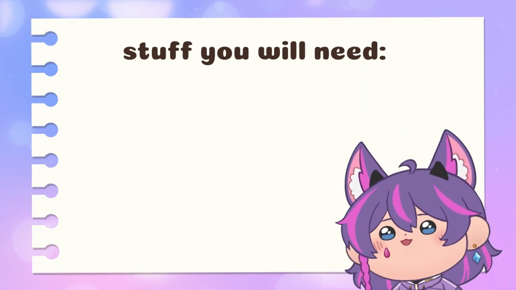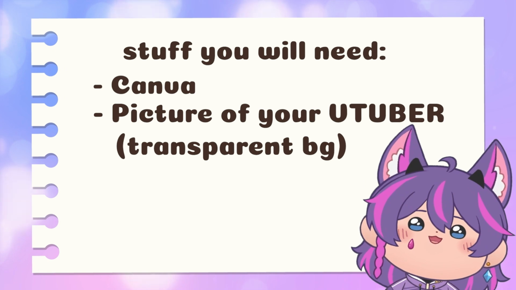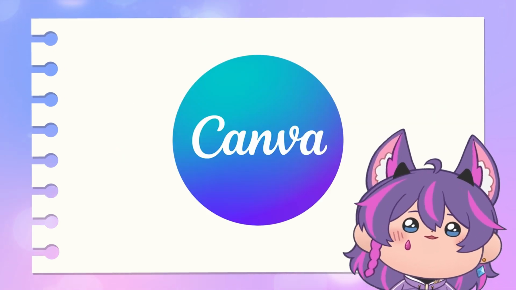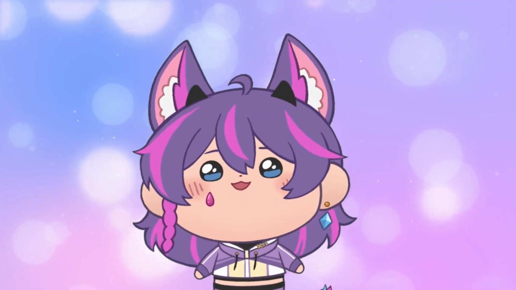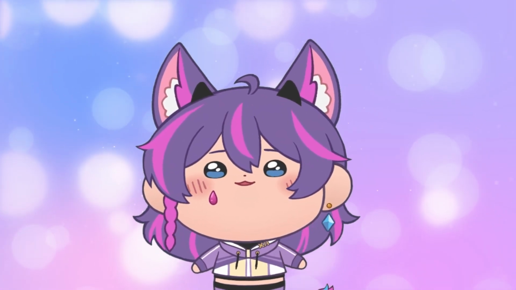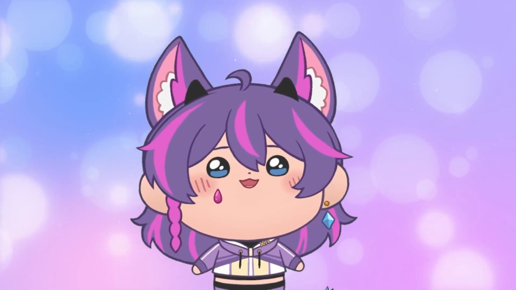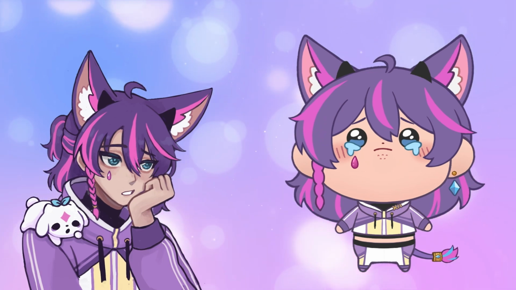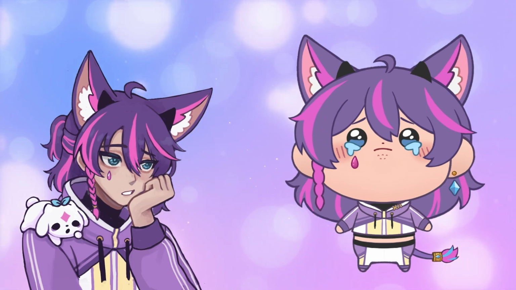For this tutorial, all I need you to have is Canva and a picture of your VTuber. Canva is free, it's a browser-based graphic editing software, but for this video, I'm just going to assume that you have a PNG that has a transparent background. So we're just going to assume that you have that, and what you need is something like this. It's just an image with no background that you can slap onto anything.